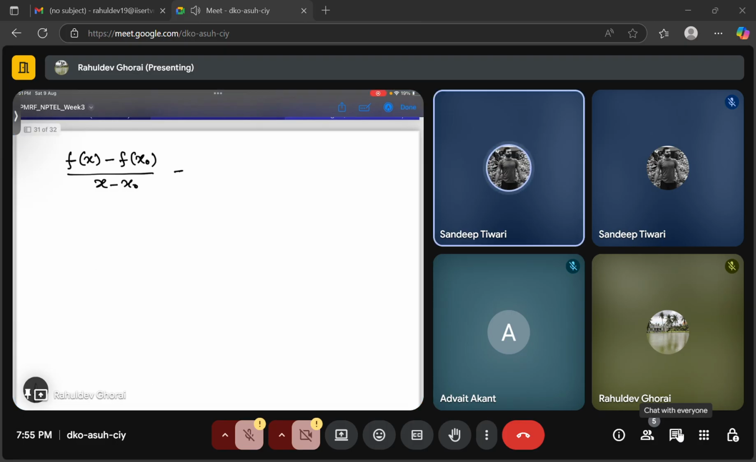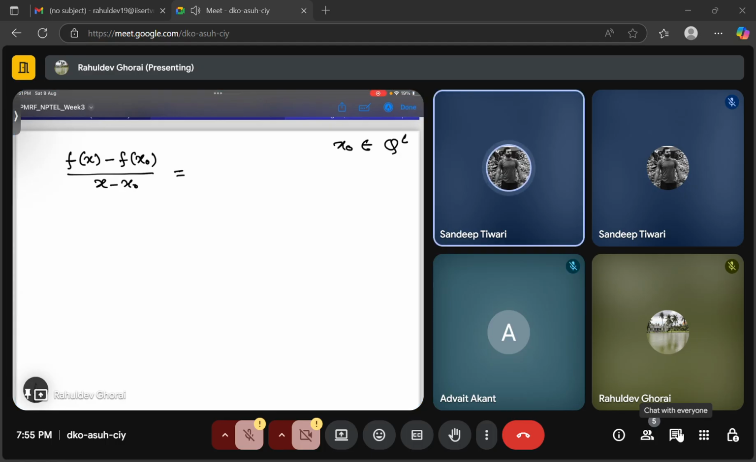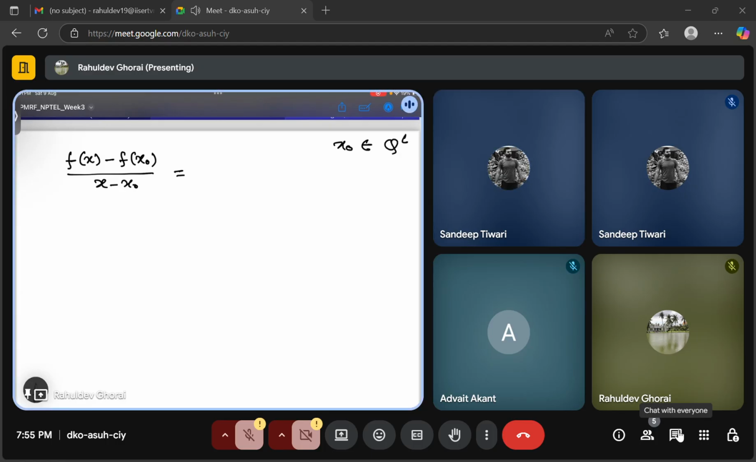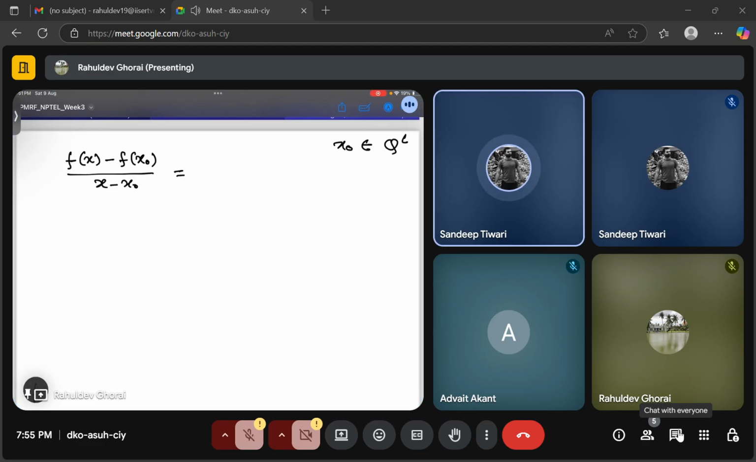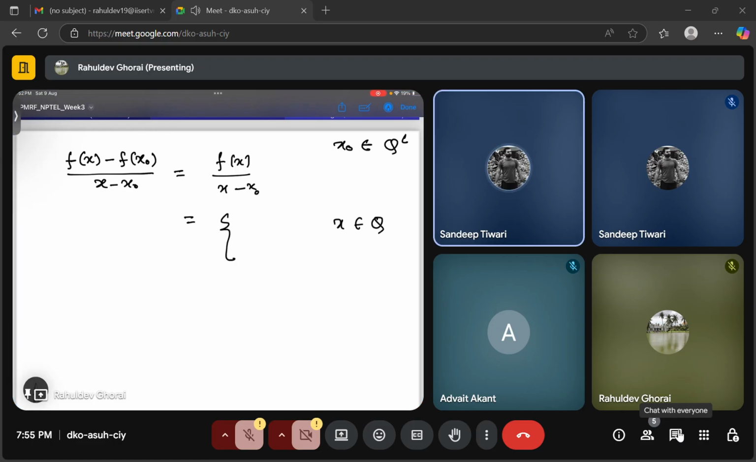We will have two cases. X naught belongs to Q complement, right? Yes, sir. So when x naught belongs to Q complement, f of x naught is 0, so we will be getting f of x over x minus x naught. That is equal to x square upon x minus x naught when x belongs to rationals, and 0 when x is irrational.